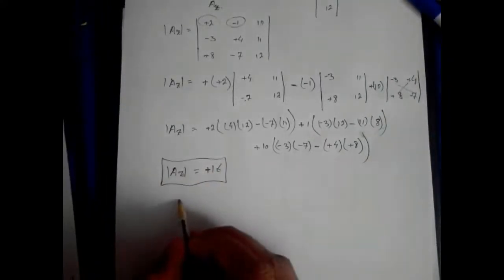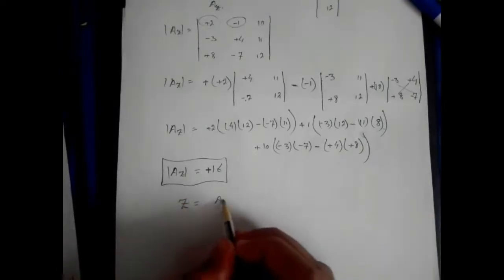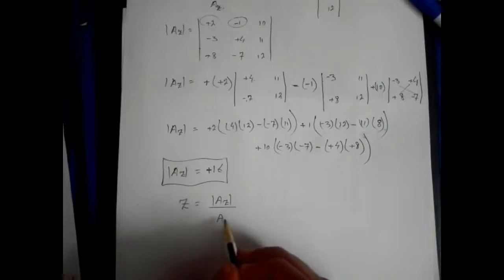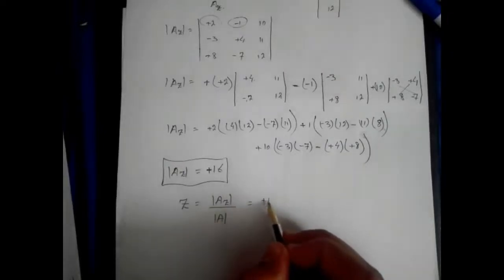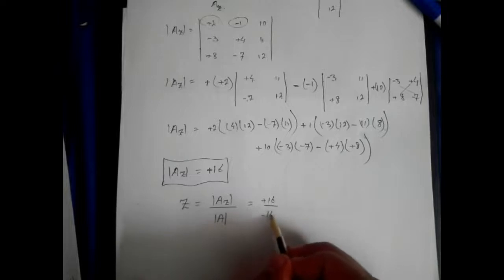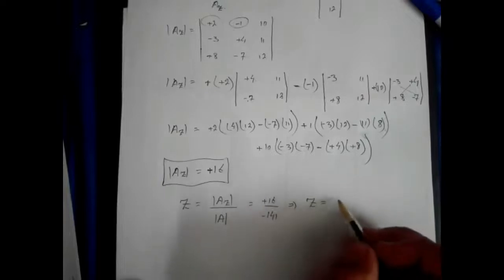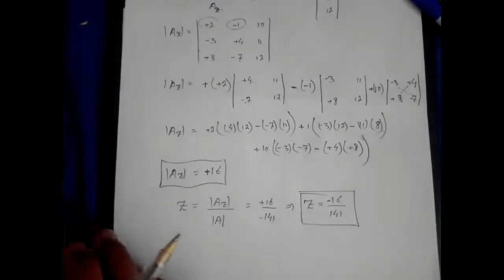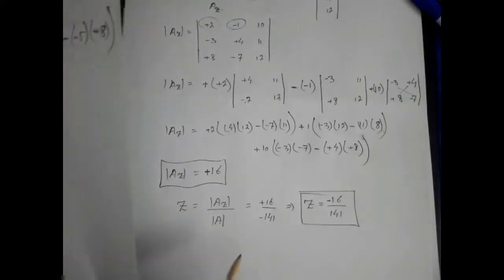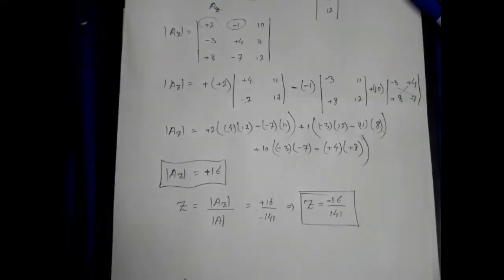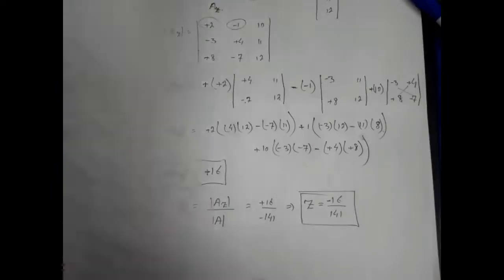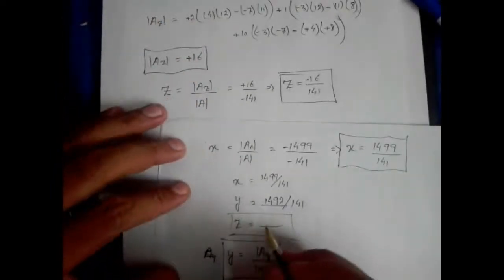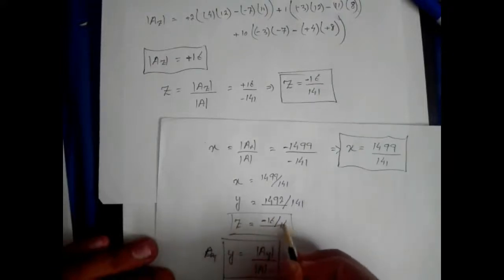As we know, z is equal to the determinant of the Az matrix divided by the determinant of A, and Az is plus 16 while A is minus 141. So I can say that my z variable is a unique solution, and that unique solution is minus 16 by 141. So my z will be equal to minus 16 divided by 141.